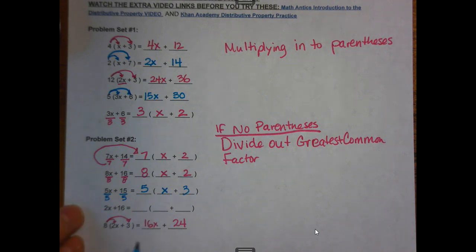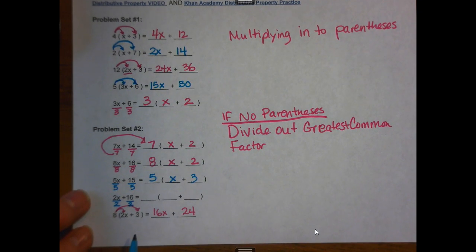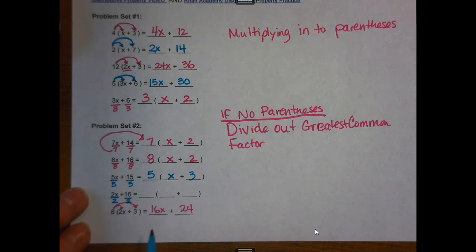The next problem that I have is 2x plus 16. I'm going to think about my common factor that I share in both 2 and 16, and that would be the number 2. I'm going to write it as a miniature division problem, which also looks like a fraction.